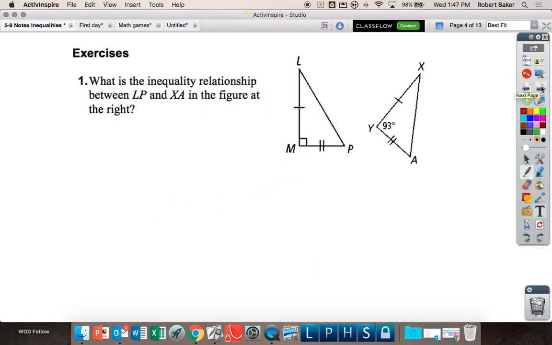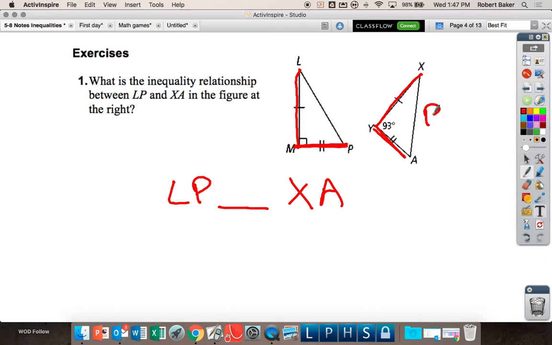What about this one? We're looking at two line segments. Hinge theorem works because this piece is equal to this piece, and this piece is equal to this piece. What is the relationship between LP and XA? Which one has the bigger angle? XA. This 93 is bigger than 90. So XA is bigger than LP.